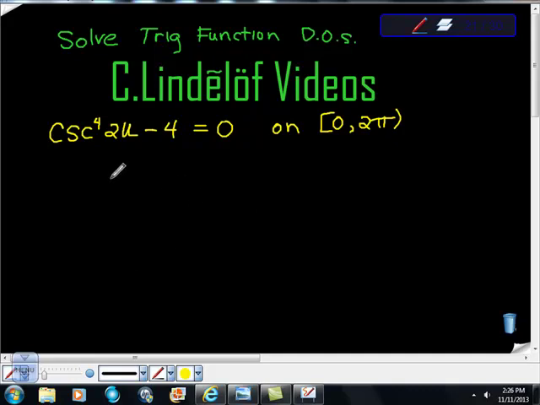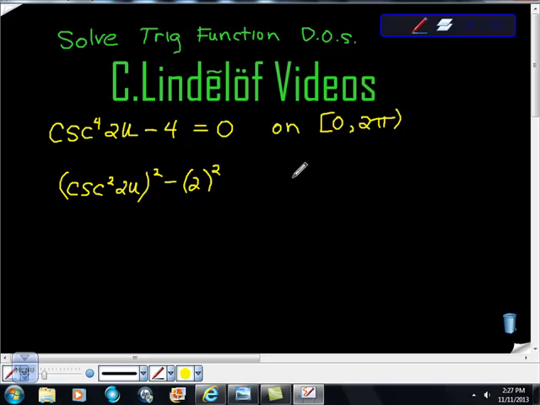I'm looking at this and trying to figure out exactly how and when I'm going to use u substitution somewhere, and I haven't really decided where, so I'm just going to leave it for this second. First thing I'm going to do is notice that this is difference of squares, because cosecant squared 2u squared is this, this negative sign is this one, and 2 squared is that.